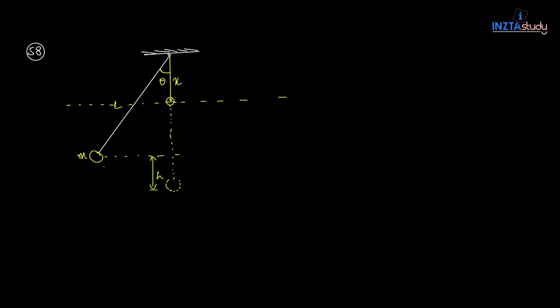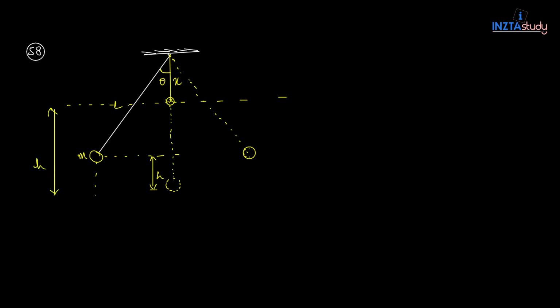Now if we are releasing this mass from here, definitely this string is going to reach the same height. Why? Because there is no dissipative force, so the loss in gravitational potential energy will be equal to the gain in potential energy. Why is it saying that up to only this height? This is the important question. Why up to this height?